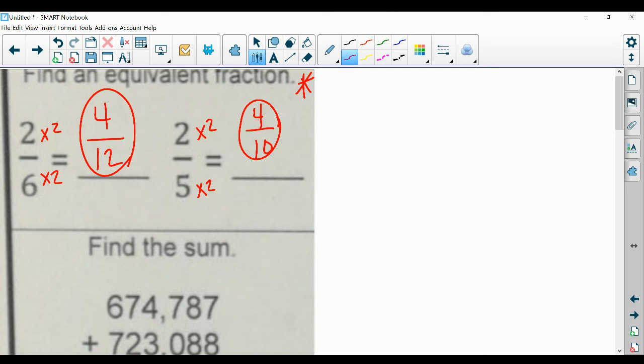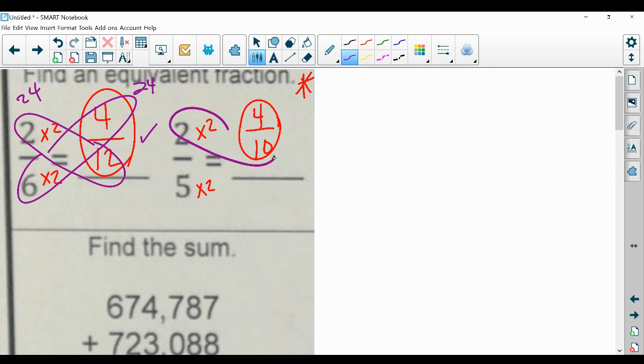We know they're equivalent because if you cross multiply, 2 times 12 is 24, 6 times 4 is 24. They're the same number, so you know they're equivalent. Same thing here. 2 times 10 is 20. 5 times 4 is 20. They're the same number, so they're equivalent. So that's one way you can check yourself.